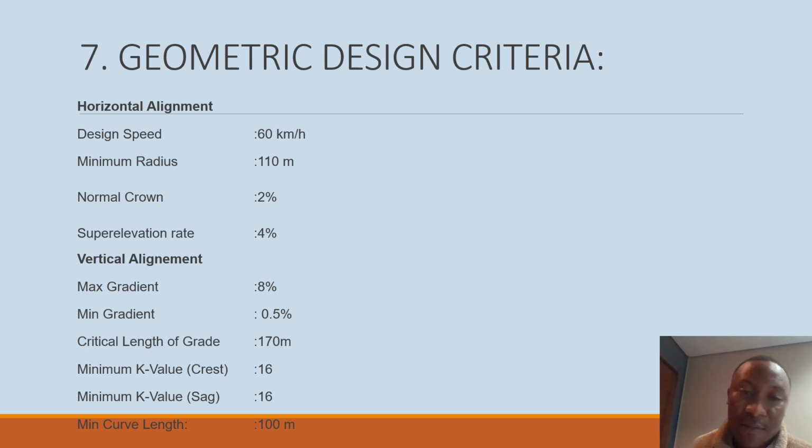The minimum gradient for drainage considerations, we were going to accept 0.5%. The critical length of grade was going to be 170 based on the UTG and TRH17. The minimum K value was supposed to be 16 and 16 for the sag and the crest, and then the minimum curve length was going to be high.